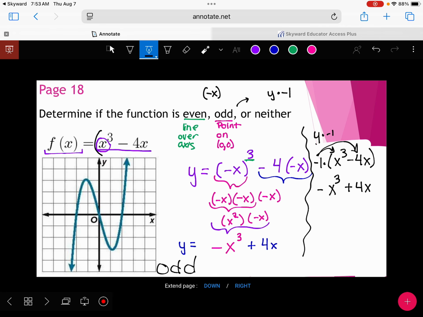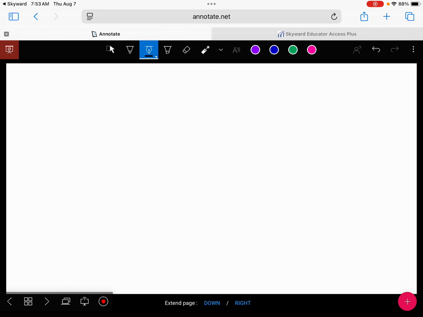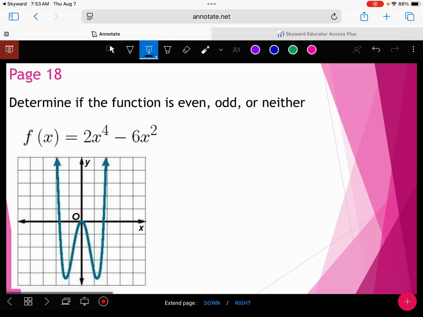Okay, we're going to do another one because these are weird, and I get that. So let's look at the next one. We're going to see if this is even, odd, or neither. The process is the same. We're still going to substitute in that minus x into our x's. We want to see what's going to happen.